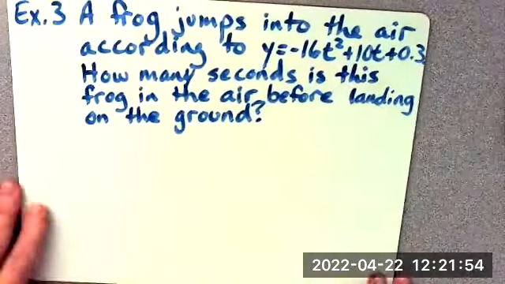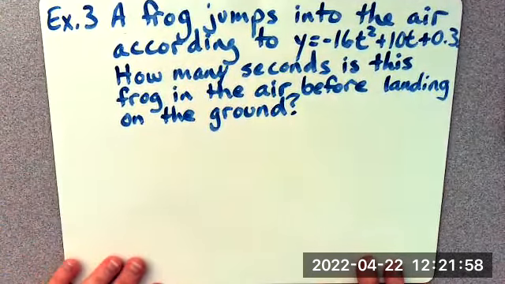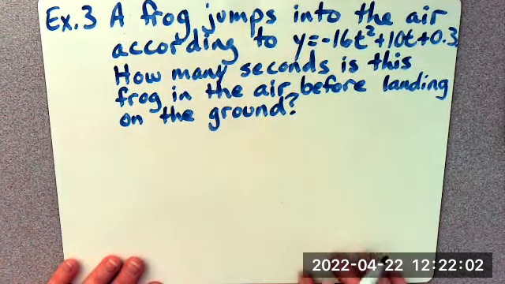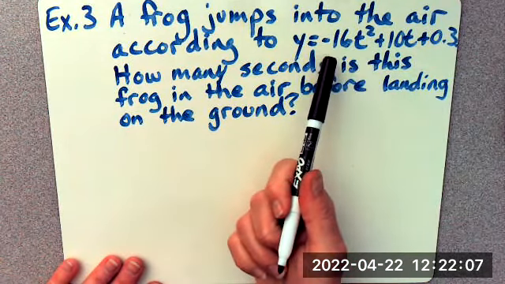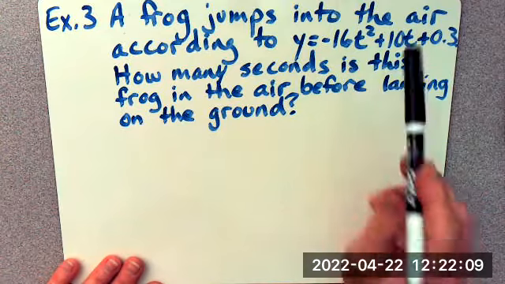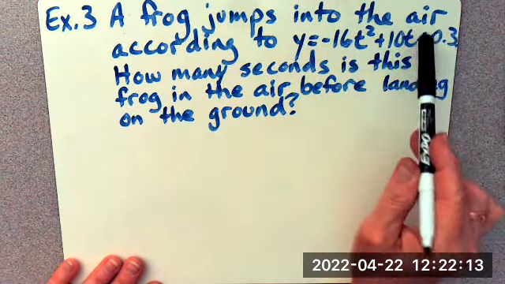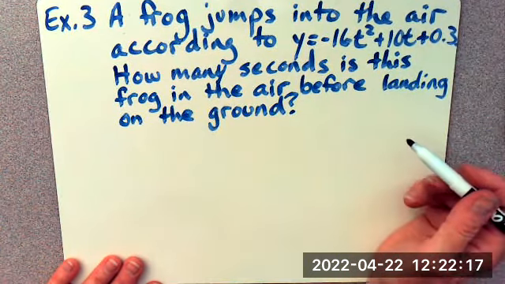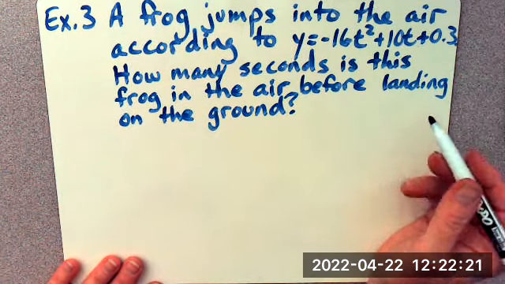That means in both those cases, the parabola intersected the x-axis in 2 locations. So now we have a frog jumping into the air. According to the English units velocity formula, y equals -16t squared plus 10t plus 0.3. So how many seconds is the frog in the air before landing?